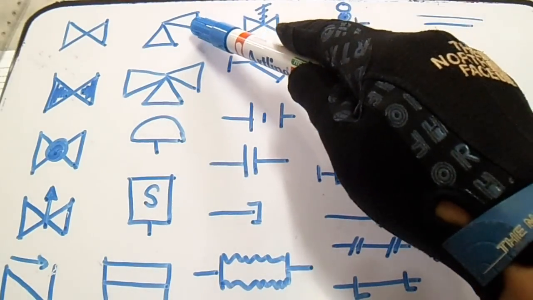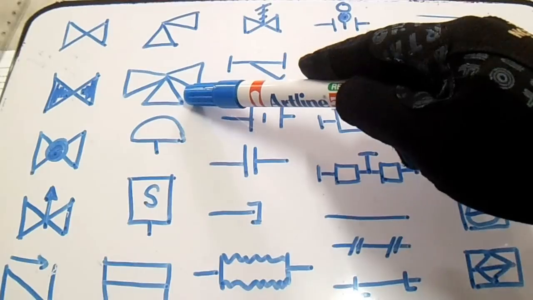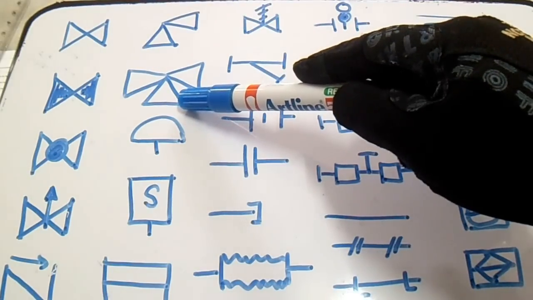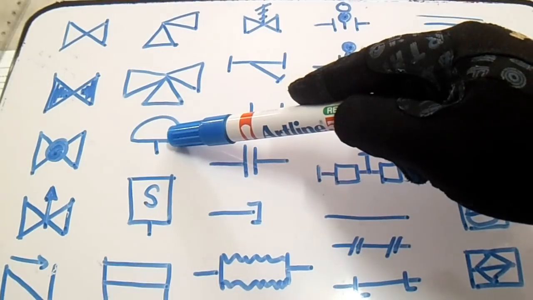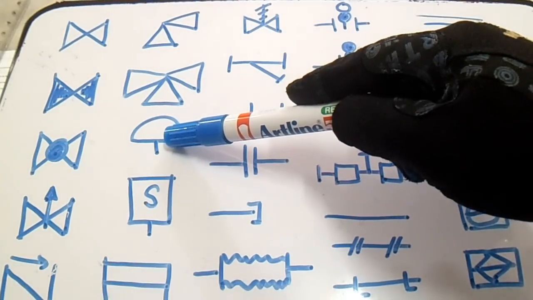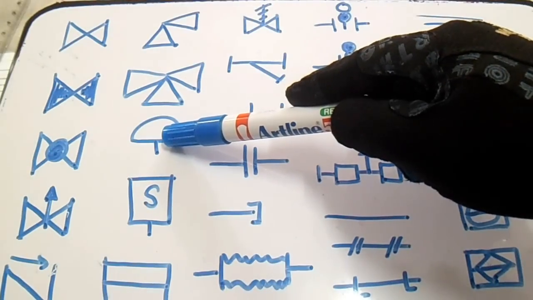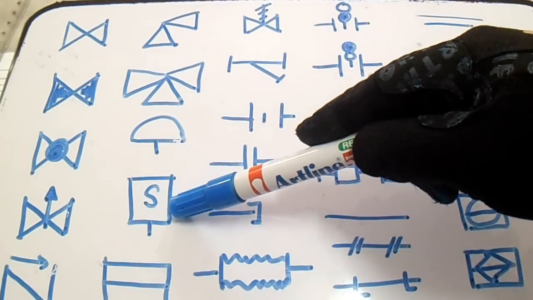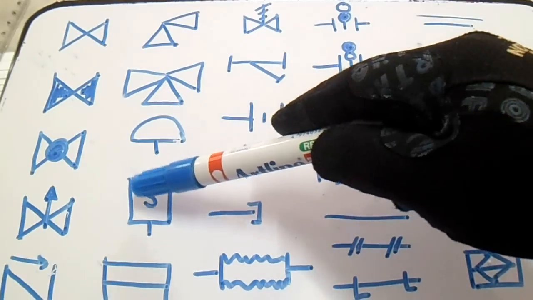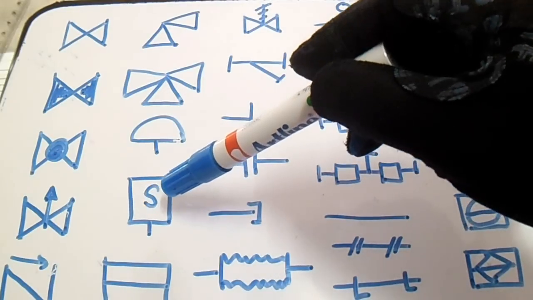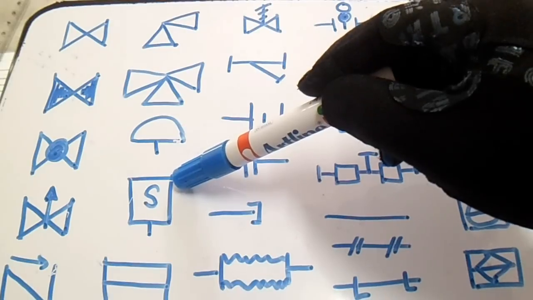And we have an angle valve. So this is a 3-way valve. We have a diaphragm, and also this is called the spring of force. Solenoid. So this is solenoid. If you see this S inside of the box, you can remember this is a solenoid.